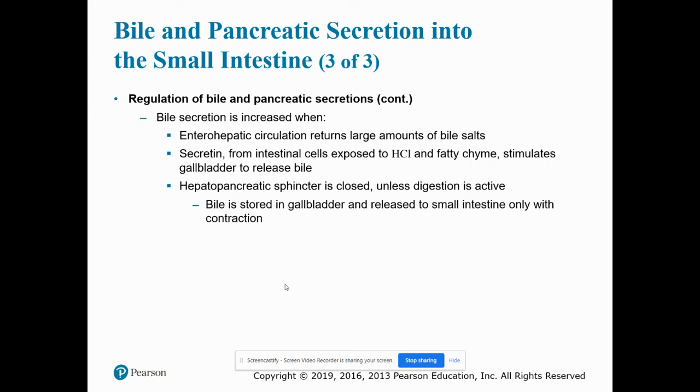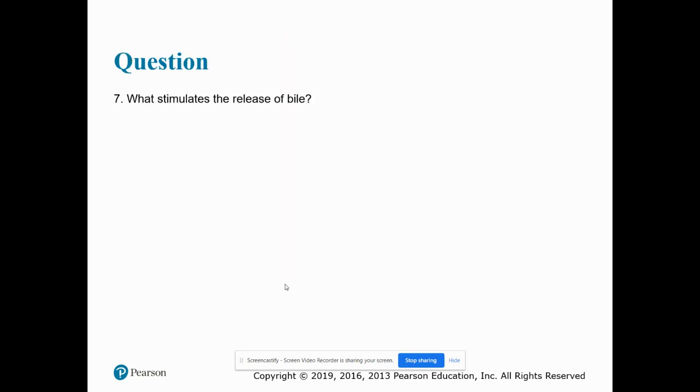The hepatopancreatic sphincter is closed unless digestion is active, and bile is stored in the gallbladder and released to the small intestine only with contraction. And here's your question. That's all I have for this talk.